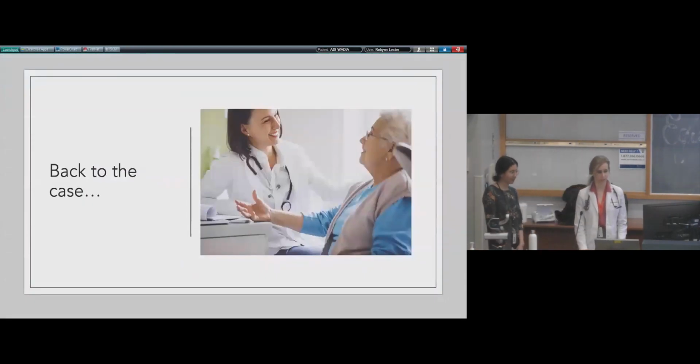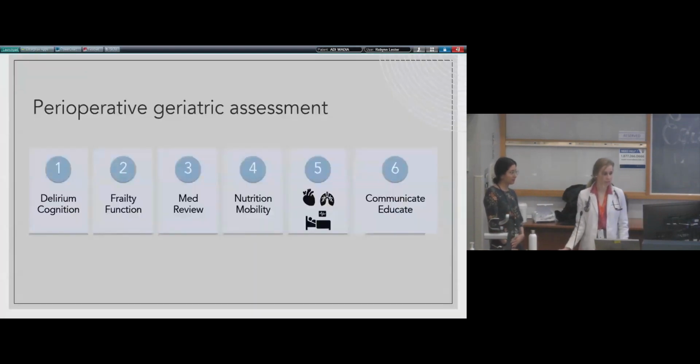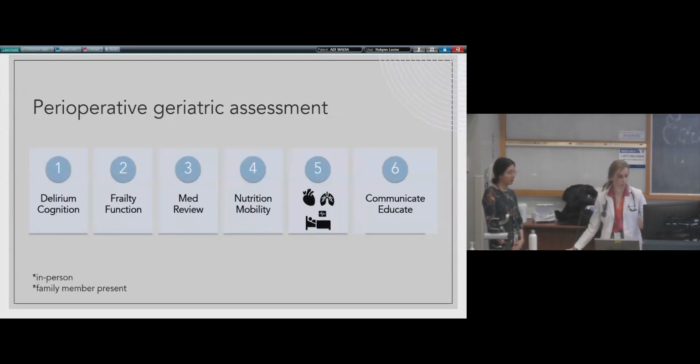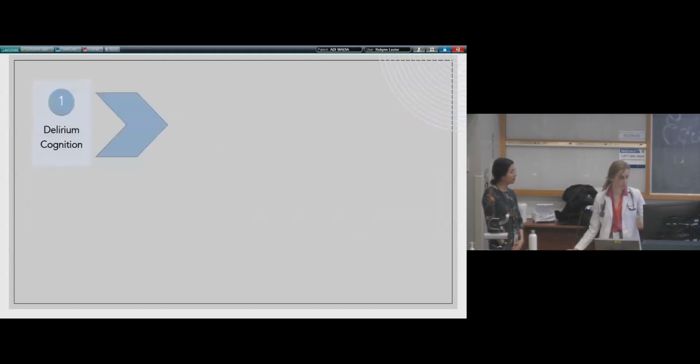So getting back to our case of Jane. Jane comes in for a preoperative geriatric assessment. We're going to look at the cognitive piece, the functional piece, nutrition, her comorbidities, and then her goals of care as well. This is done in person with a family member present.